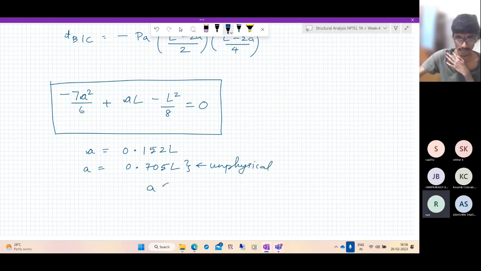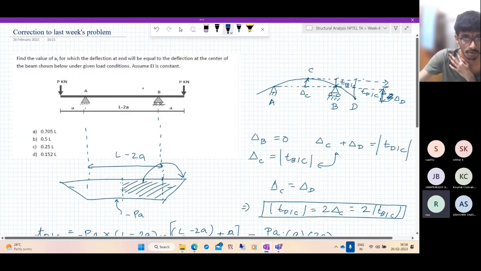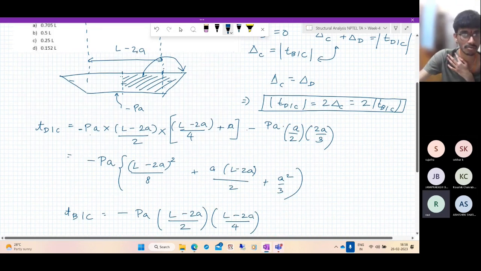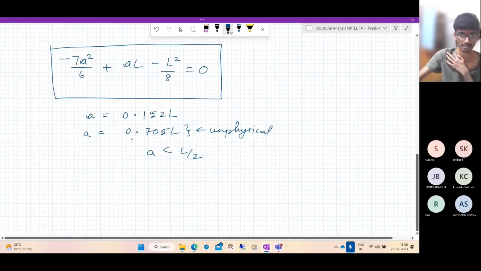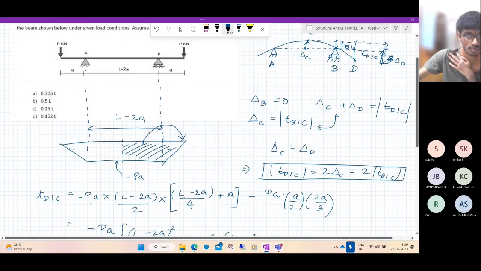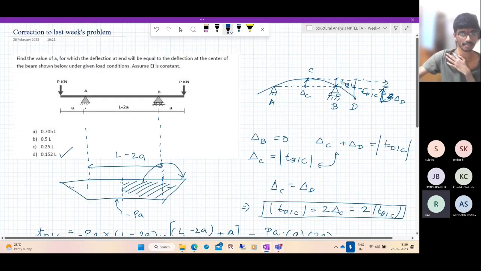Why? A has to be less than L by 2. Otherwise, what will happen? These two supports will cross over each other, which means the right support is on the left and the left support is on the right, and L minus 2A will be a negative value. So that is absurd. So this is not physical. So this is the right answer. So the answer is 0.152 L.